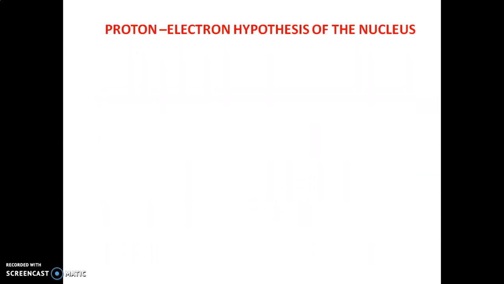Now this is the proton-electron hypothesis, and as science developed, people found out ways and instruments by which the spin, the magnetic moment, and such qualities of particles like the protons and the electrons could be measured. Protons and electrons, I think you know, are called elementary particles.